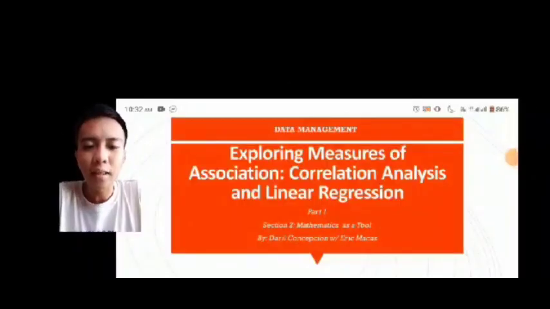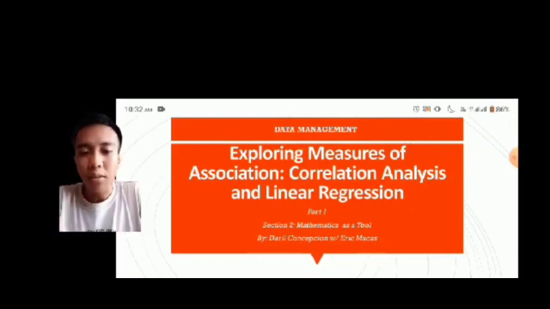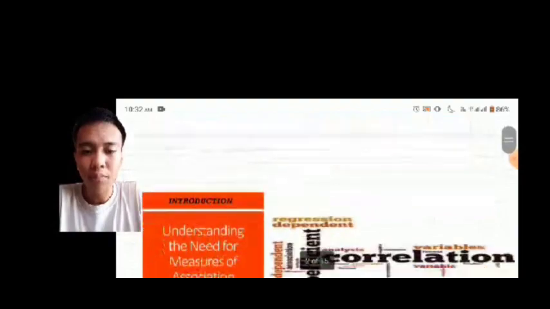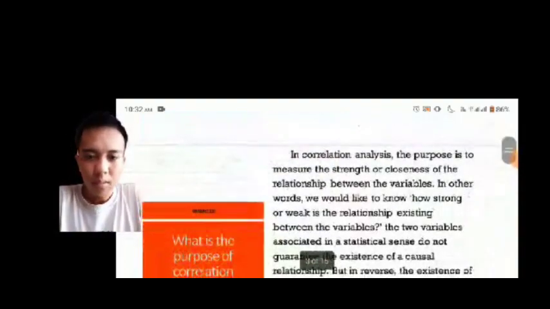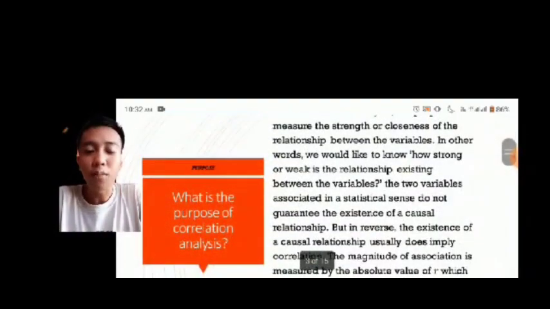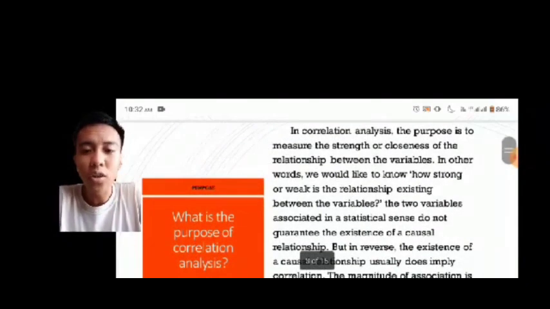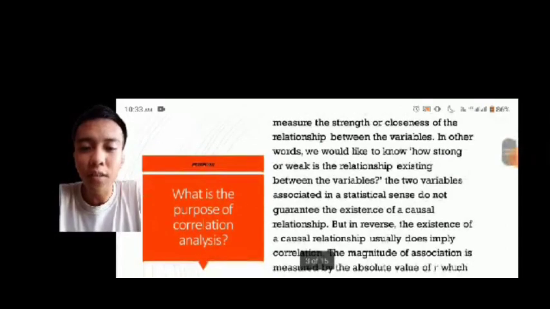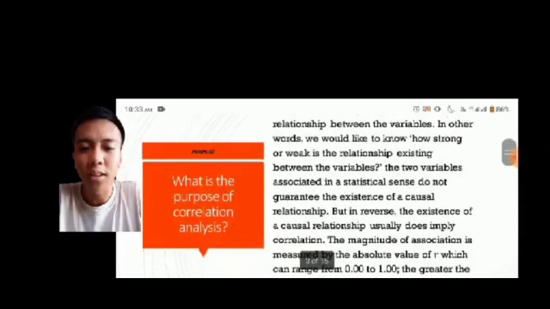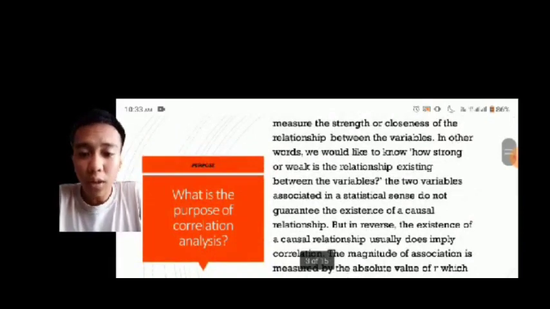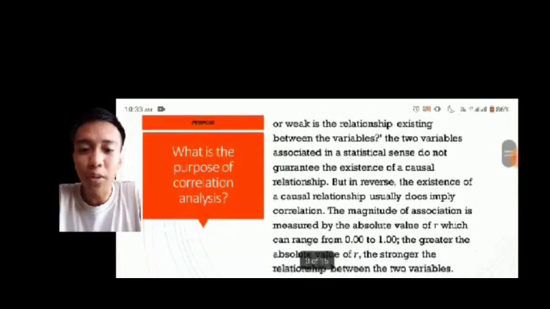This is the topic for our group, exploring measures of association or correlation analysis and linear regression. What is the purpose of correlation analysis? In correlation analysis, the purpose is to measure the strength or the closeness of the relationship between the variables. In other words, we would like to know how strong or weak the relationship is between the two variables.